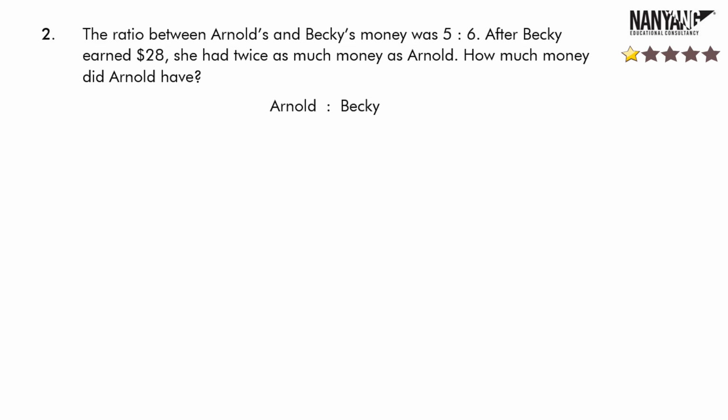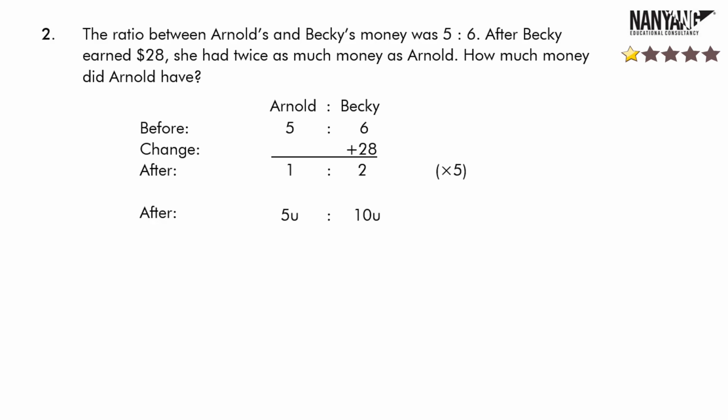Alright, so our first step will be to write down the ratio of Arnold and Becky's money. Before that, it will be 5:6. Our change would be Becky earned $28, so Becky plus 28. And after that, the ratio is 1:2. Now Arnold remains the same throughout, so we have to multiply the after row by 5 times to make sure that Arnold before and after would be 5 units. As such, we get our ratio for after to be 5 units is to 10 units.